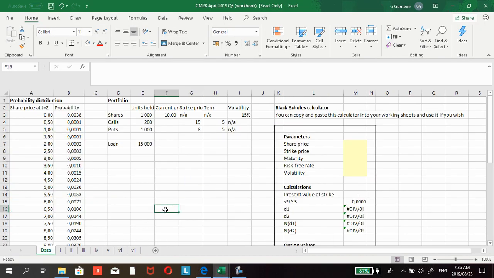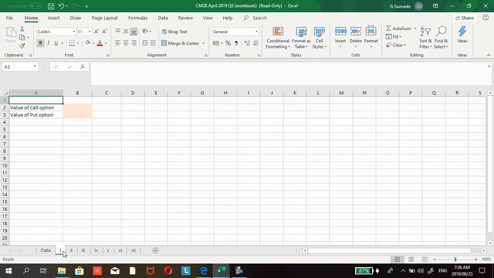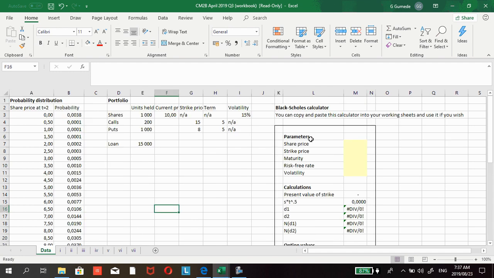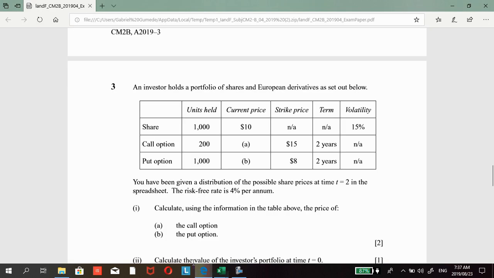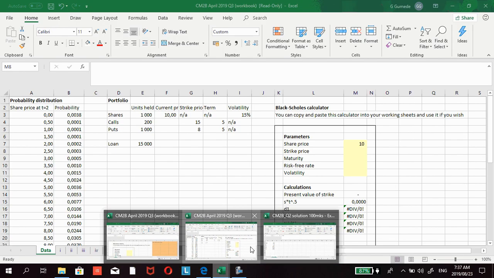When I come on my spreadsheet, this is what I am going to see. You see here they're looking for the value of the call option and the value of the put option. I'm given the Black-Scholes calculator here, and that is what I'm going to use. The current share price is 10. I'm going to start with the call option and calculate its price. The strike price for the call option is 15.